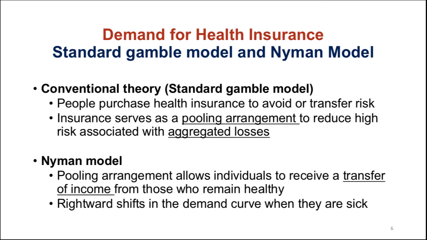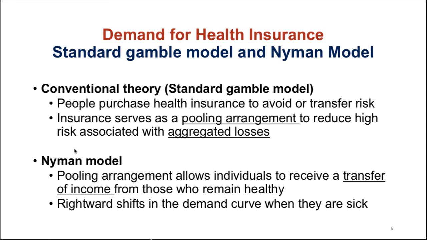So they basically hate uncertainty. The insurance serves as a pooling arrangement to reduce the high risk associated with aggregated loss. By increasing the number of people in the pooling arrangement, you reduce the high risk associated with aggregated loss. Now, Neumann says that people get into the pooling arrangement because that allows the individual to receive a transfer of income from those people who are healthy.